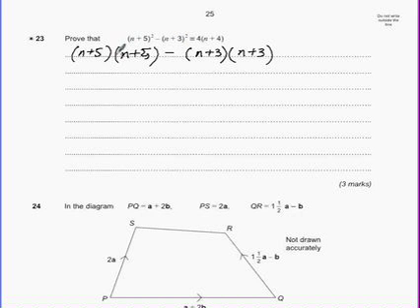So I'm going to do n times n, which is equal to n squared, n times 5, which is equal to 5n, then 5 times n, which is another 5n, and then 5 times 5, which is 25.